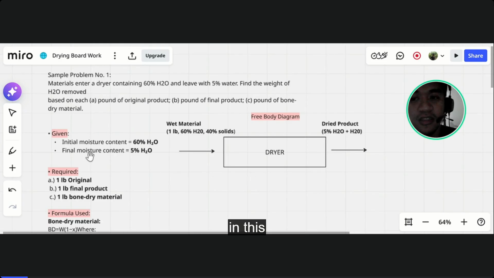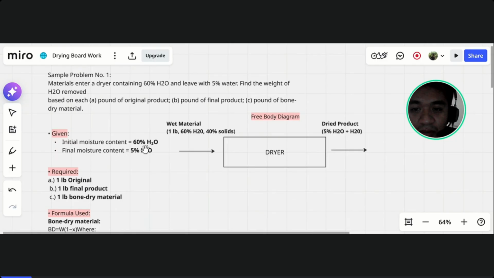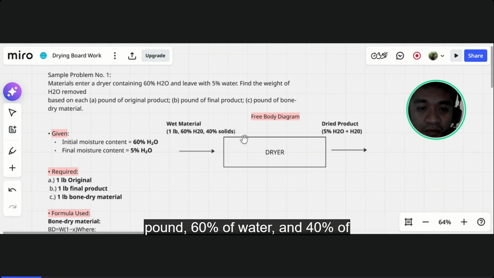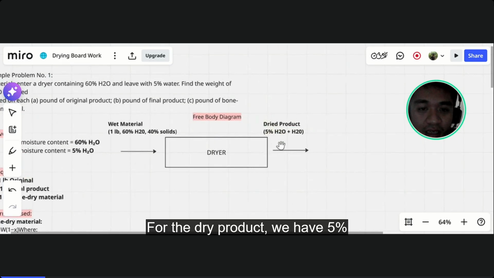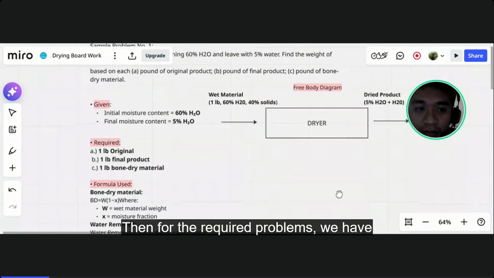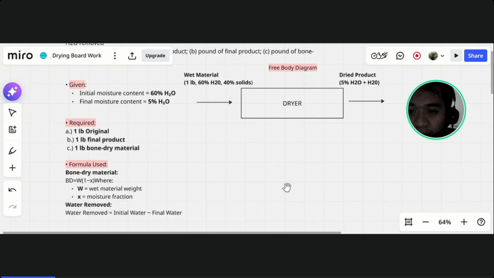In this particular problem, we have an initial moisture content of 60% water and a final moisture of 5% water. For the flow diagram, the wet material is 1 pound, 60% water and 40% solids. For the dry product, we have 5% water. The required bases are 1 pound original, 1 pound final product, and 1 pound bone dry material.